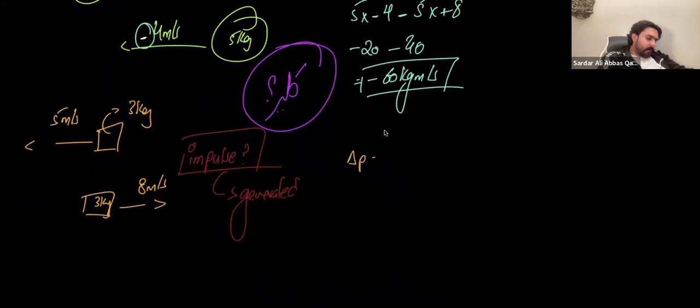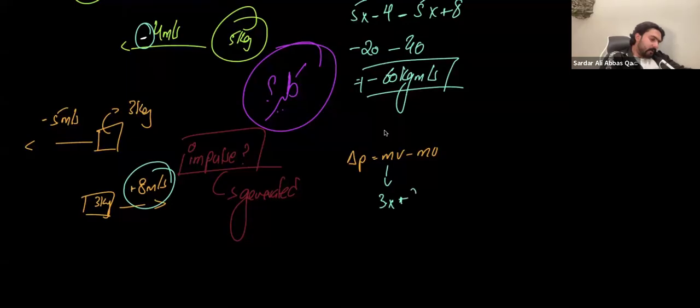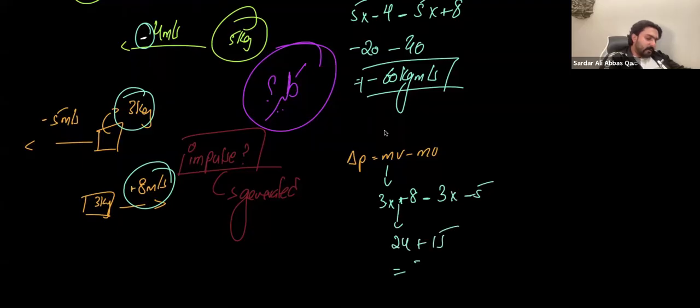So change in momentum is equal to mv minus mu. We're gonna assign a negative value here and a positive value here. I believe 39 is the answer. So m is gonna be 3. Final velocity is gonna be positive 8 minus again 3 into negative 5. So that's gonna be 24 plus 15, which is 39 kg meters per second.